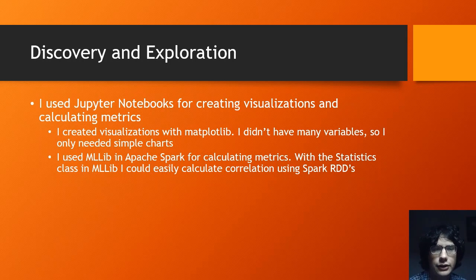Okay, discovery and exploration. I use Jupyter Notebooks for creating visualizations and calculating metrics. I just created simple scatter plots, primarily with matplotlib in Python. I didn't have a lot of variables, so mostly two-dimensional charts are okay. For calculating metrics, I used MLlib, Apache Spark, in Python. With the MLlib statistics class, you can easily calculate correlations between RDDs.